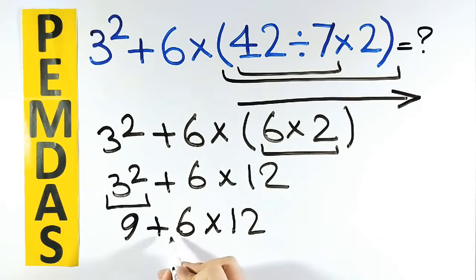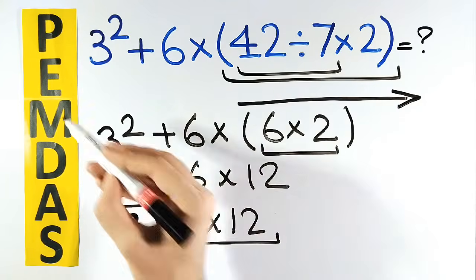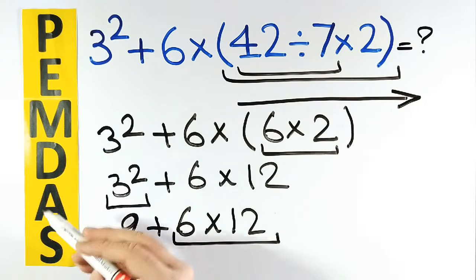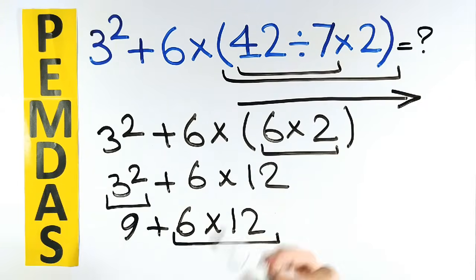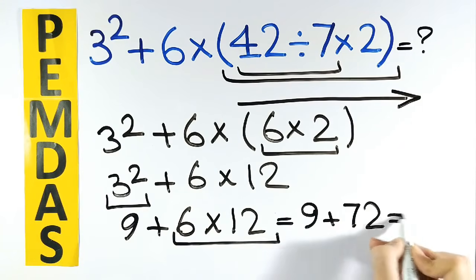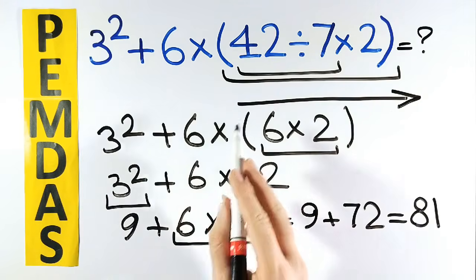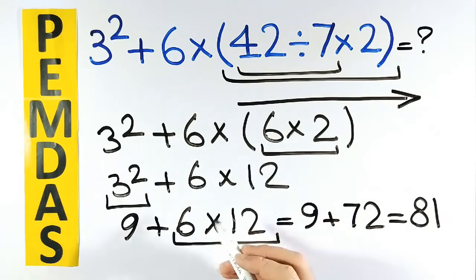And the final step, we go for the multiplication between 6 and 12 because multiplication has a higher priority than addition. So instead of this expression, we can write 9 plus 72, which finally gives us the answer 81. Alright, now let's solve another math question together.